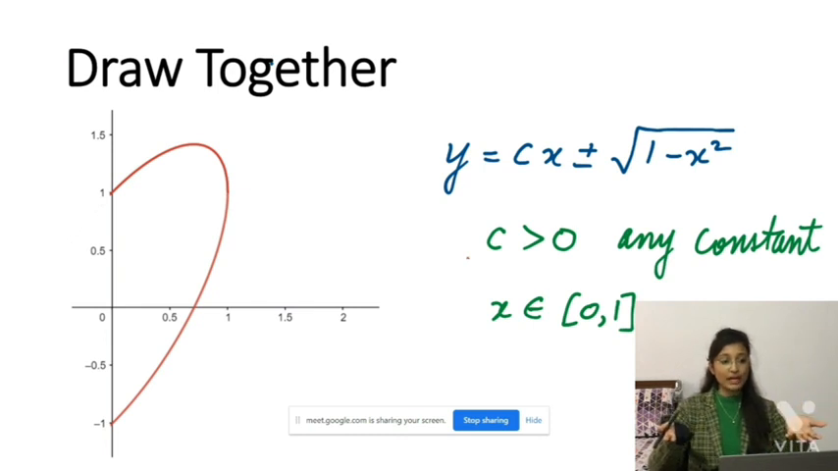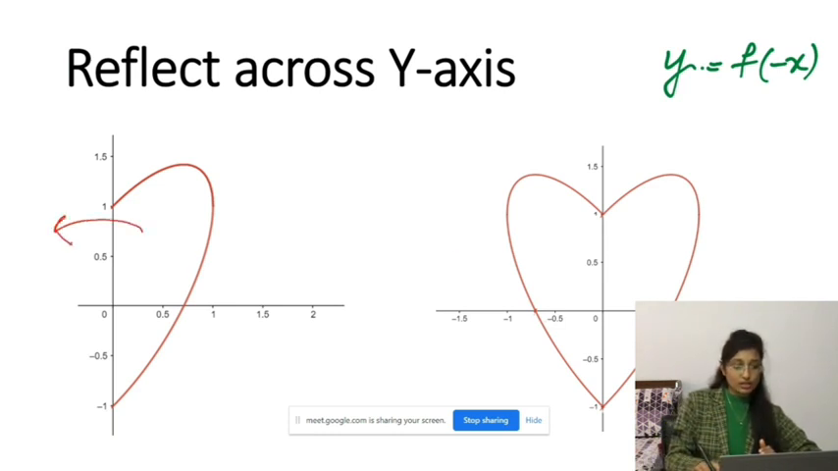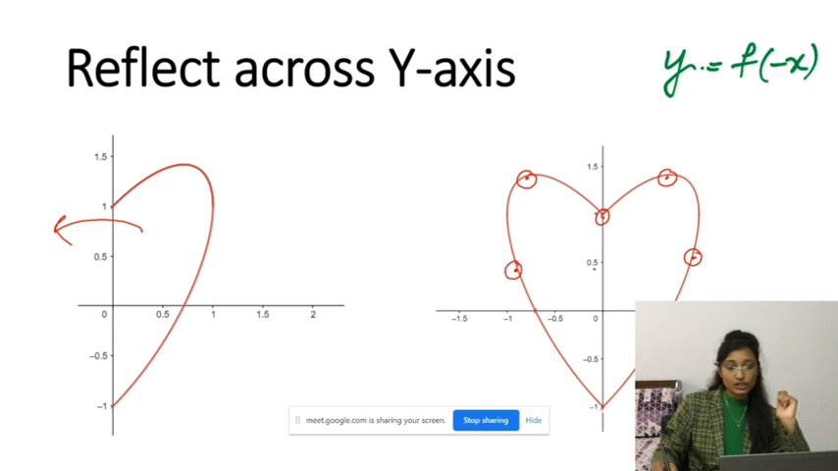What naturally comes to our mind is that we can reflect it, right? So where will we reflect it? We will reflect it across the y-axis. What does a reflection mean? It is basically keeping a mirror on the y-axis. When we keep the mirror, this point remains the same and this point goes here. The distances should be the same, that is, from the y-axis the curves should have equal distance.